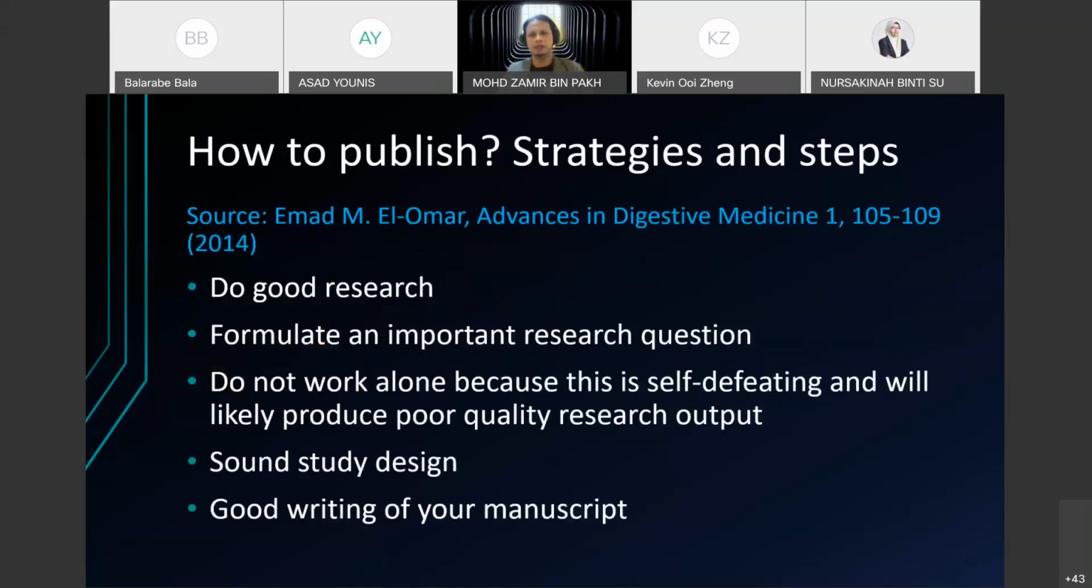How to publish? This one is from this journal. So you have to do good research. So that's why identifying the right parameters, the important parameters to make a good research, is very important.